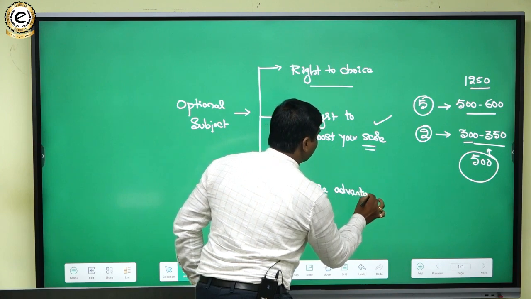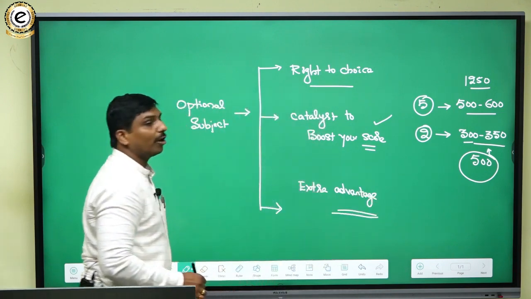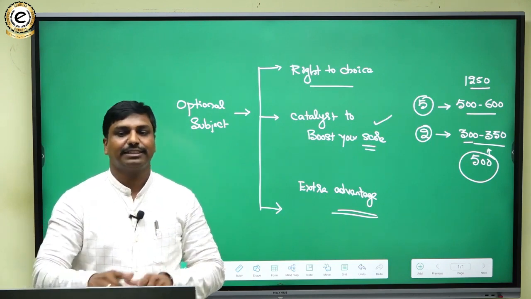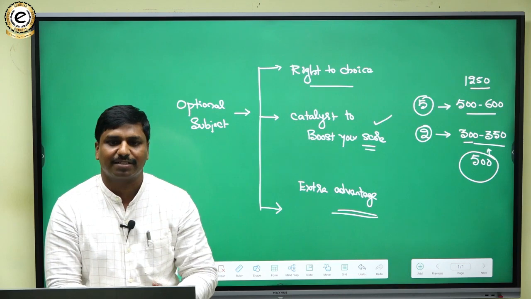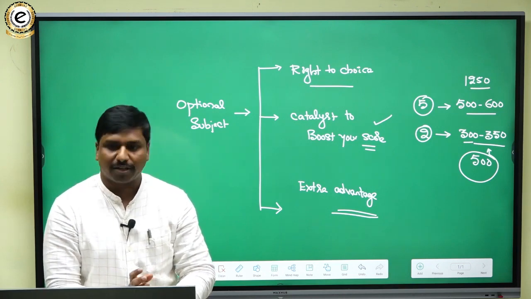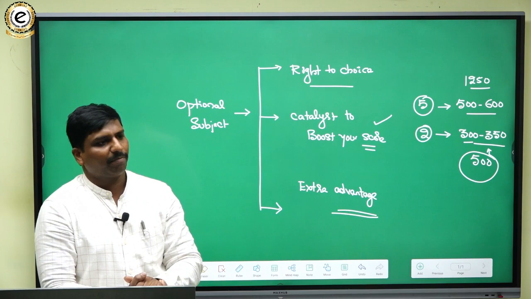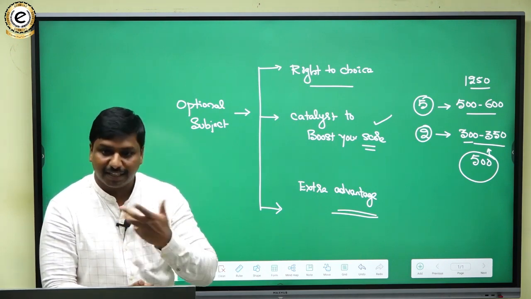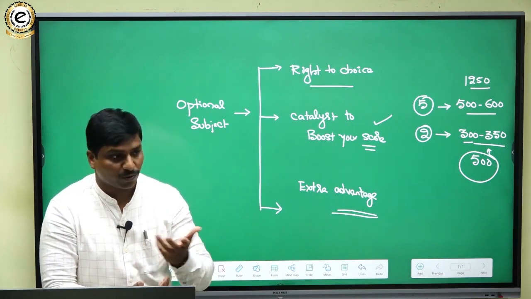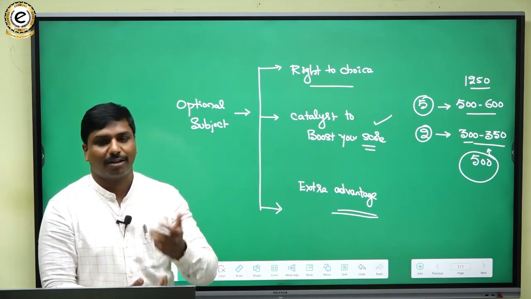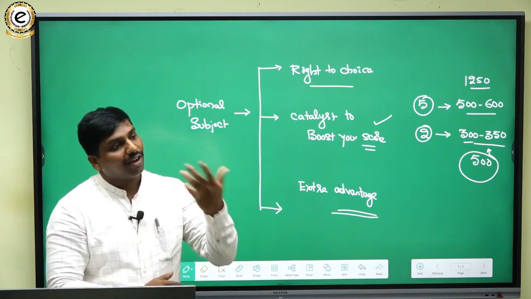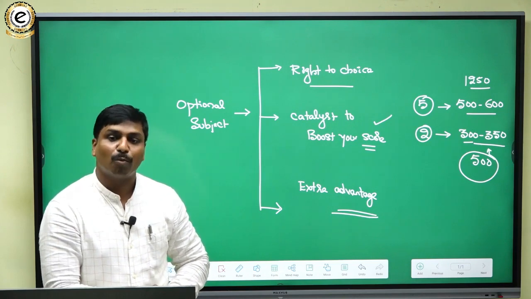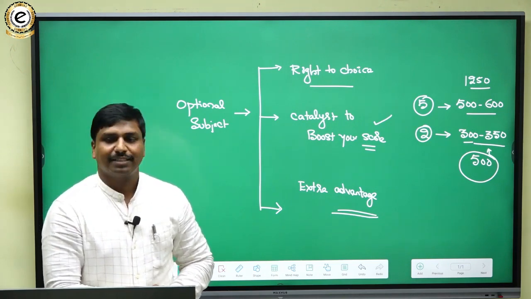So these things you'll be getting from the optional subject. Okay, so if we analyze the past trends of optional subjects, there are so many popular optional subjects, like political science, international relations, sociology, public administration or geography. So there are so many popular optionals, but out of all the available optionals, one of the most popular, hot favorite and most successful optionals is anthropology.